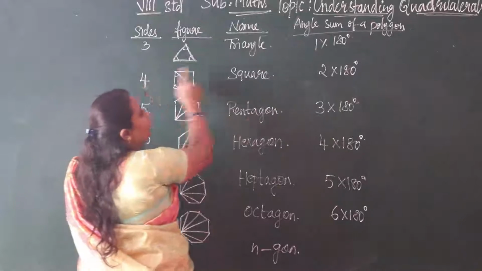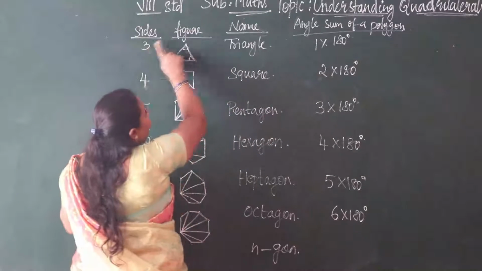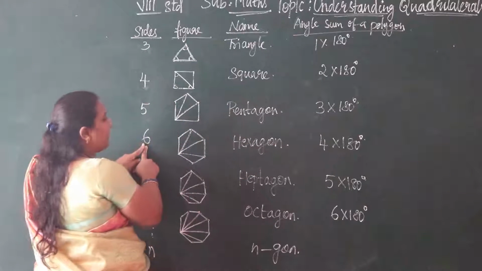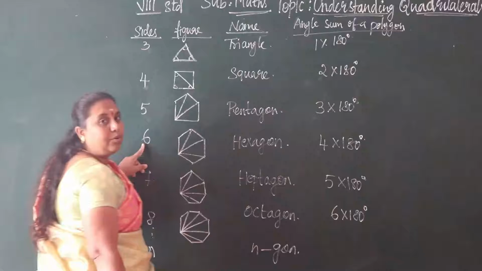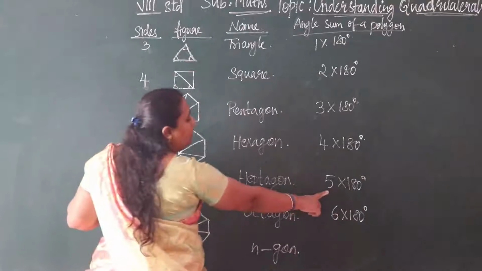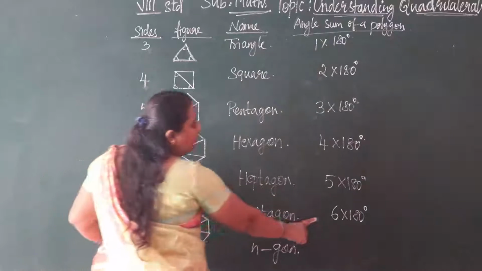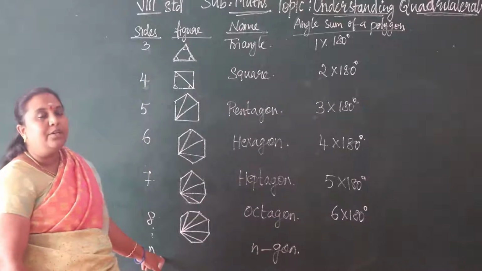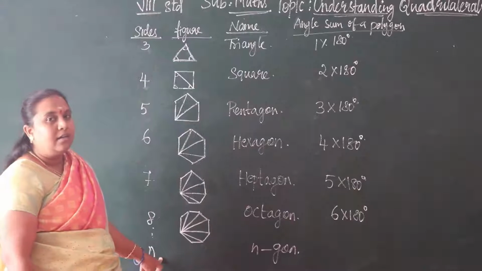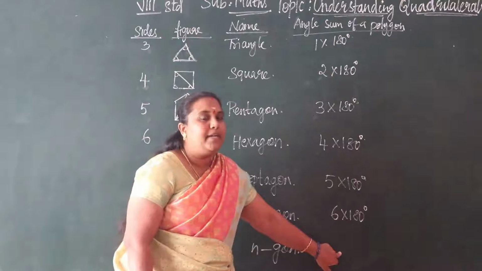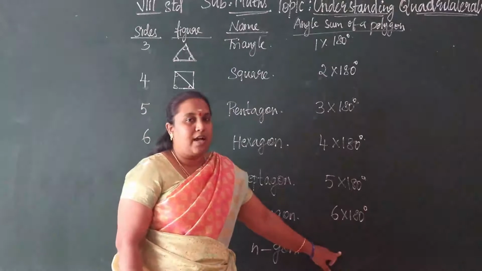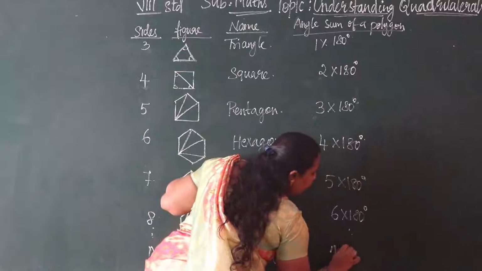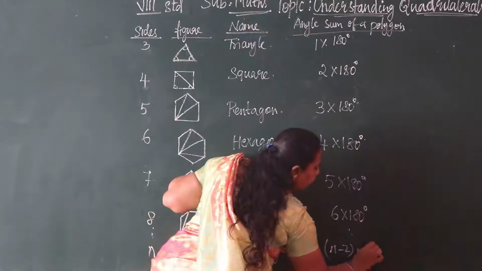See, 4 minus 2 is 2, 3 minus 2 is 1, 5 minus 2 is 3, 6 minus 2 is 4, 7 minus 2 is 5, and 8 minus 2 is 6. Is it right? So for an n-sided polygon we get n minus 2 triangles. How many triangles are formed in an n-sided polygon? That is n minus 2, into 180 degrees.